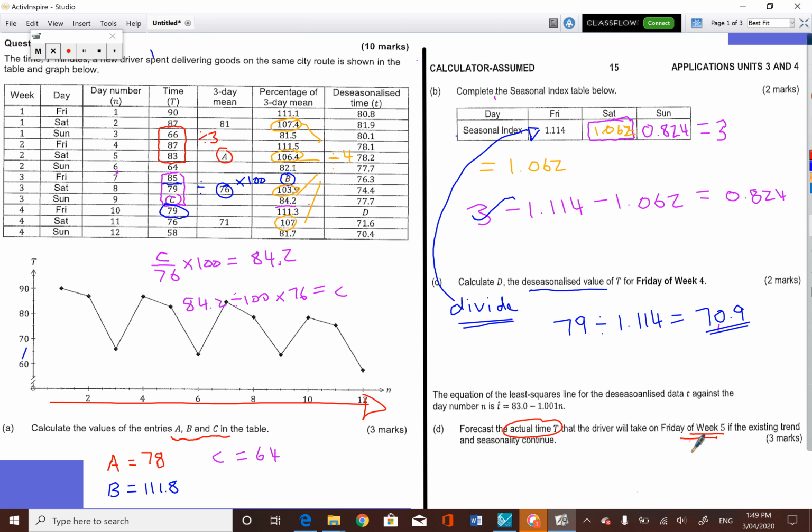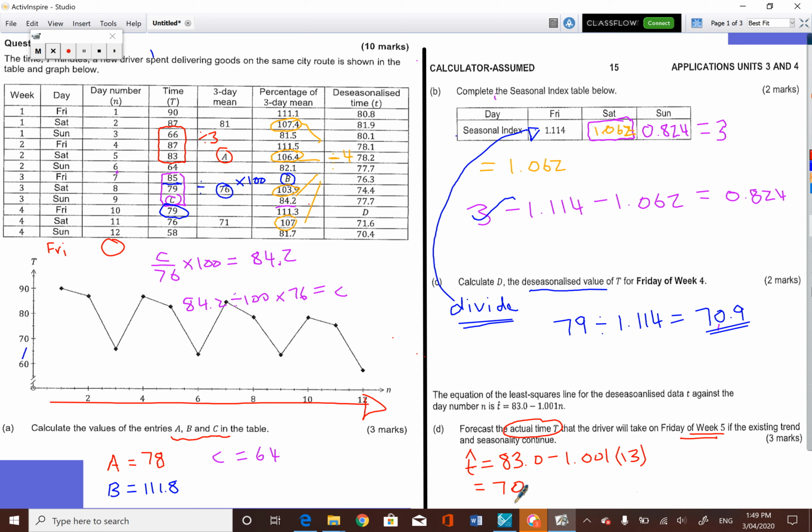So if we look at this, we've got day number 1, 2 all the way through to 12, that's Sunday. So if we wanted to find Friday week 5, that would go here. So that would be at this point here. So we know the value is 13, so we'll sub that in. So we'll go t hat equals 83.0, take 1.001 in brackets 13. Once we do that, that will equal 70.